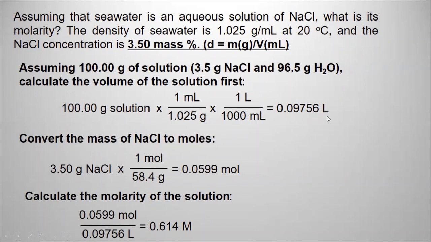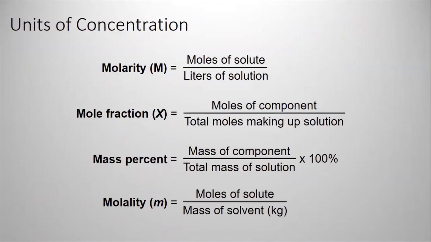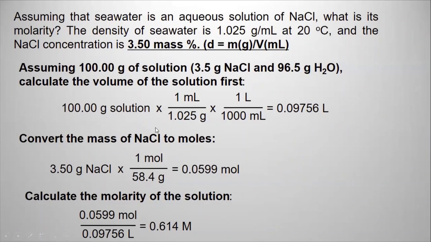So this is the first part of the calculation. You're trying to find the volume of the solution. To get the volume of the solution, you need to be in liters. Once you get it in milliliter, you divide by 1,000, you will get it in liters. So this is the volume.